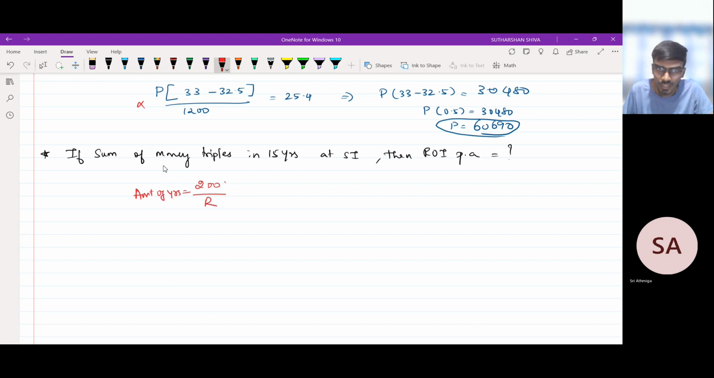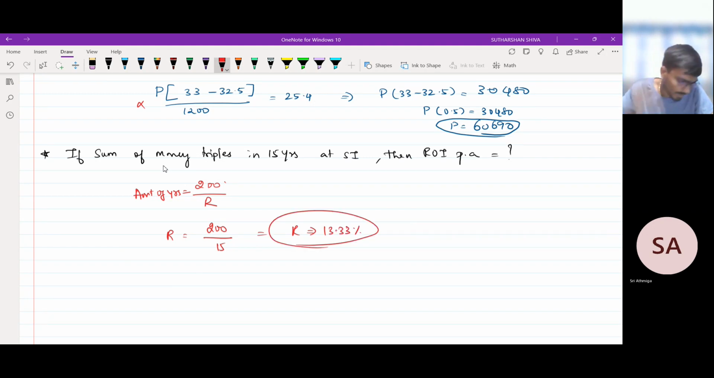If you want to find out, they have already given the years. What you are going to do? 200 divided by R is equal to 200 divided by 15. 200 divided by 15 is what? Rate of interest is going to be what? 13.33%. Is it easy? Yes, sir. With this, your simple interest concept is getting over.